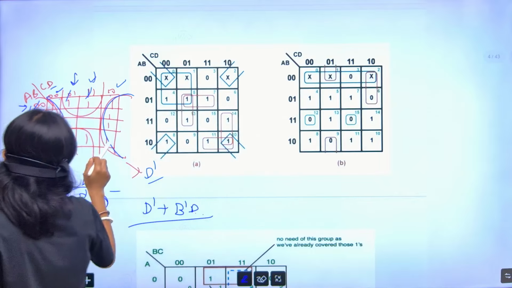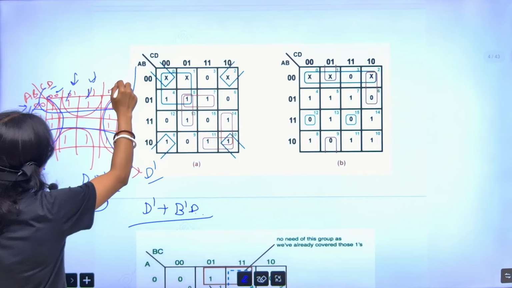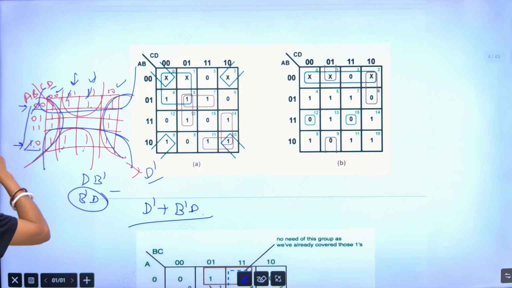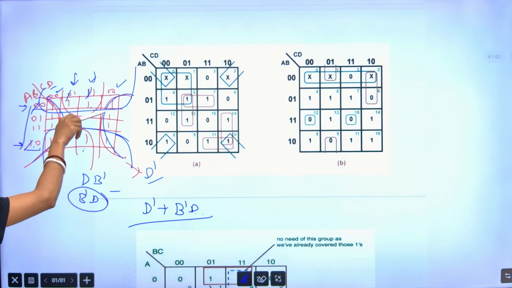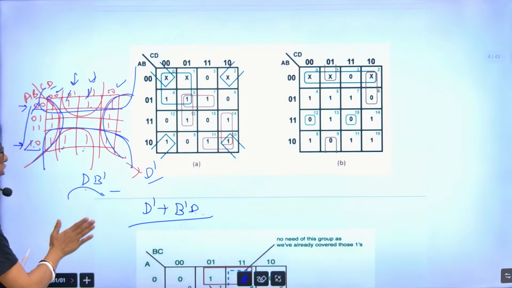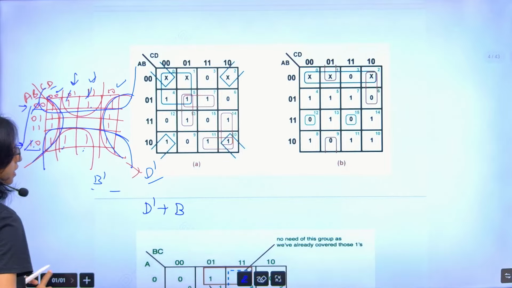Because this grouping actually can be done like this. Previously I took this 2 and this 2, that is 4. So actually it is possible to take all these 8. If I am taking all these 8, then as the total row is involved, D will be cancelled here, only B will be left. So only in this case I will get only B bar. Only in this case it should be B bar.